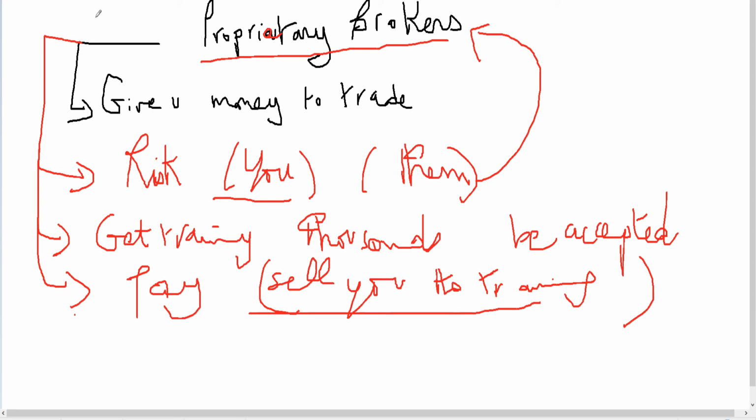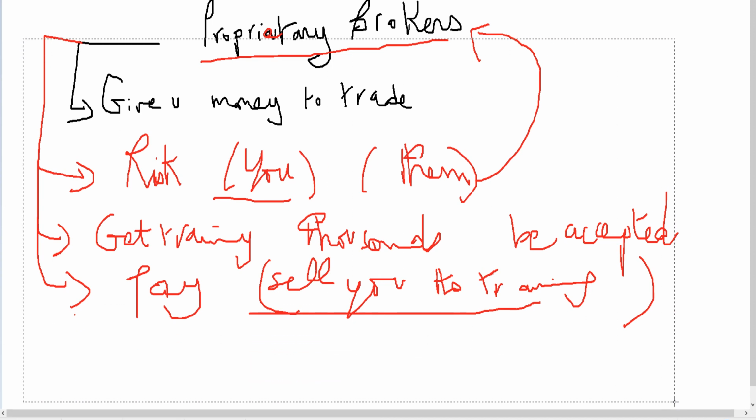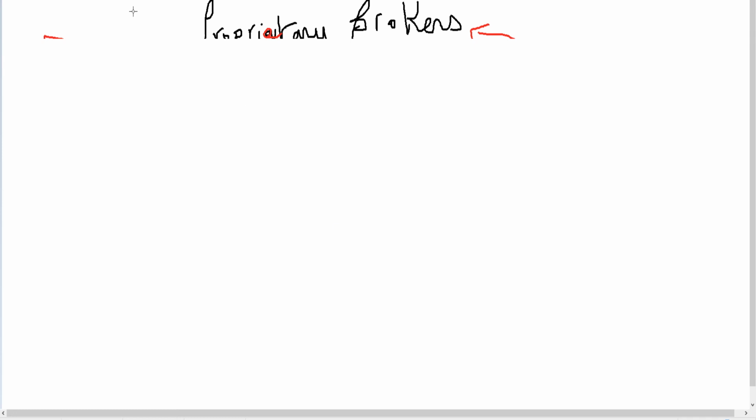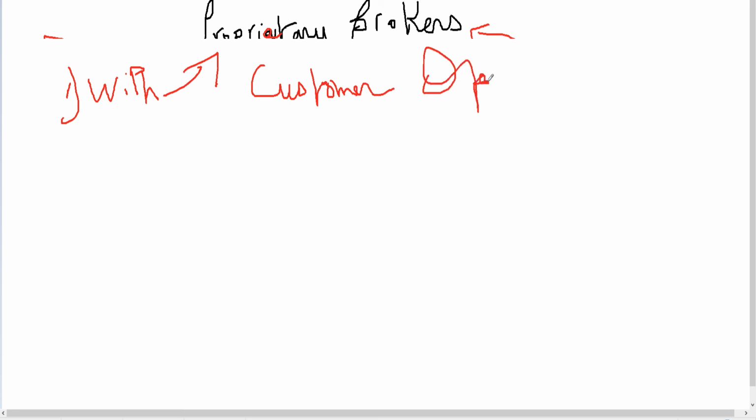So, let's say, for example, they ask you, in order to begin, just an example, you should open an account with us. First, you are doing business with this broker, so you become a customer. This is the first thing. You open an account, because they don't give you money if you are working with other brokers. It means that you are a customer.